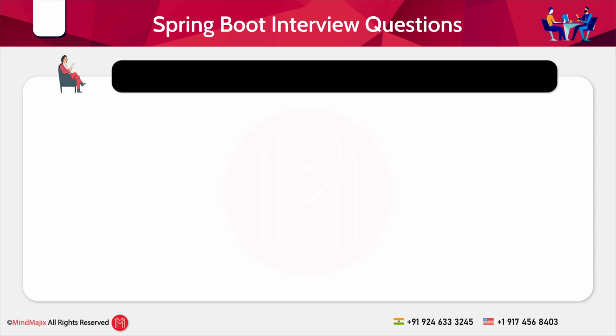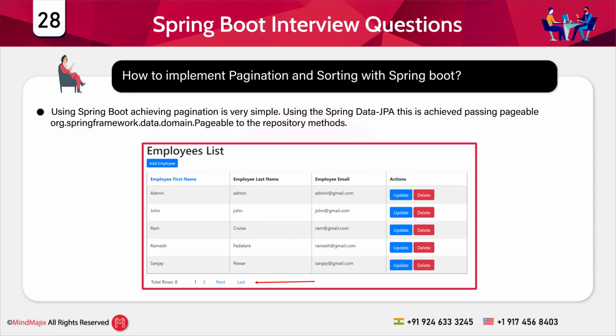And one more simple question is how to implement pagination and sorting with Spring Boot. Pagination is nothing but instead of displaying all the information on one page, we are just going to give some limitations, or we are just trying to see the information one page after another page. There we are just going to keep a lot of pages.